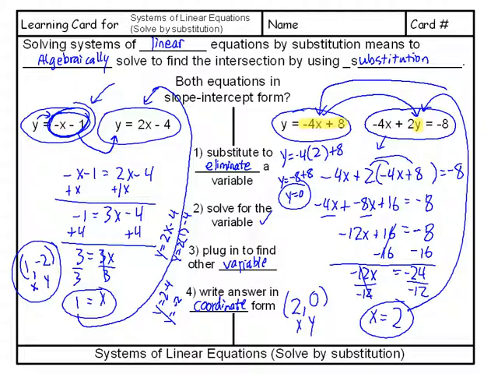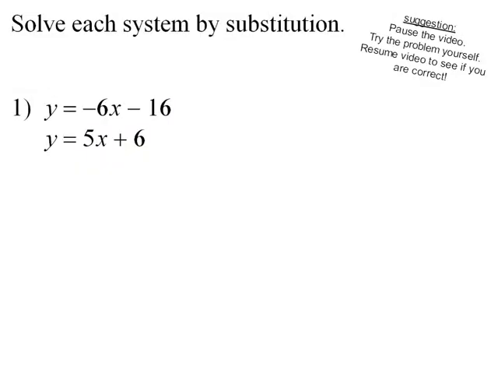Let's see, going on to the next one. All right, now we've got a couple examples I want to run you through. Solve each one by systems of equations using substitution, just like we've been talking about. And I just want to highlight that you can pause this video at this problem and try it, and then see if you get the right answer based on my results.